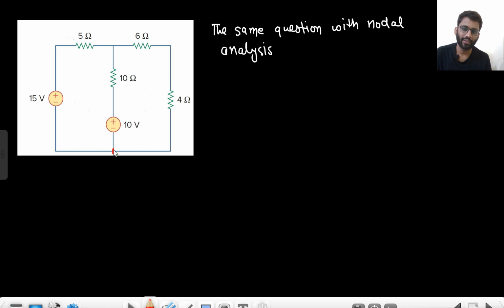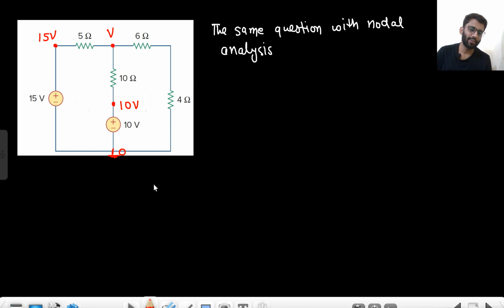Okay. So do you know the potential of this point? Yes, I know it will be 0. Do you know the potential of this point? Yes, I know it will be 15 volt. What will be the potential of this point? That will be 10 volt. What will be the potential of this point? You don't know. Let's consider it as V.